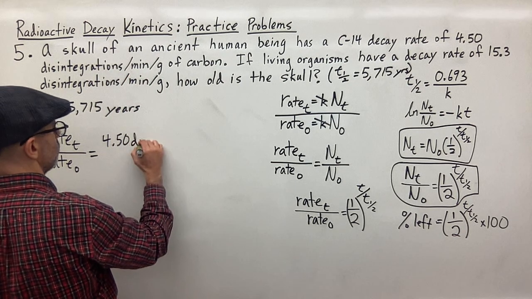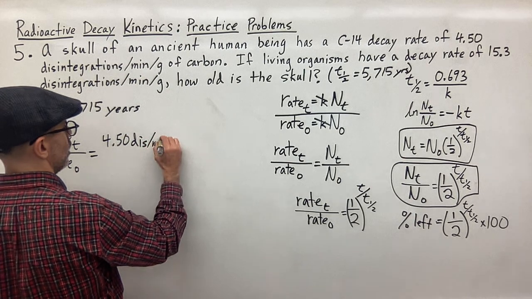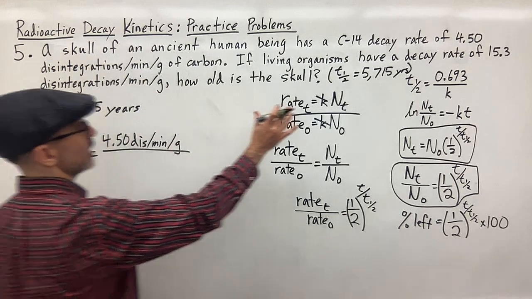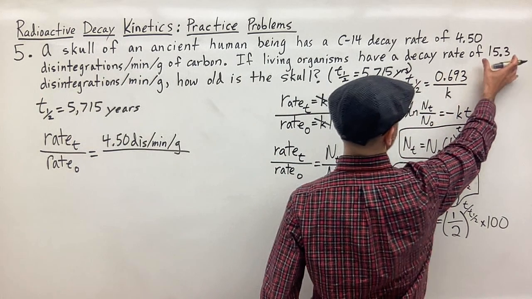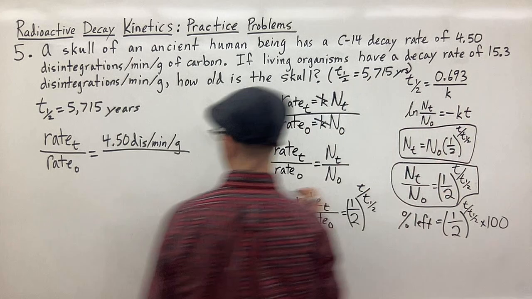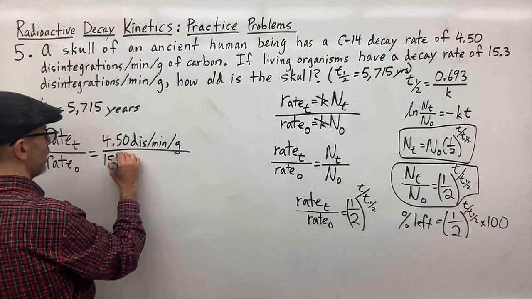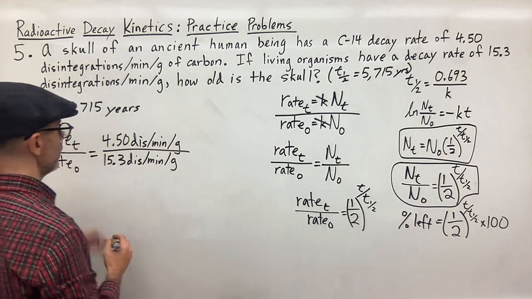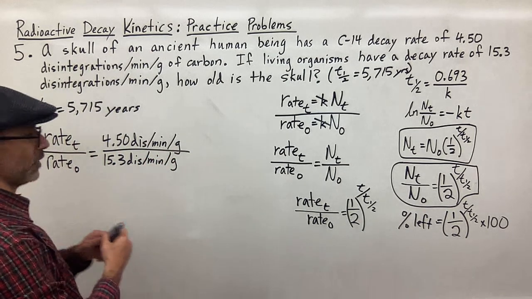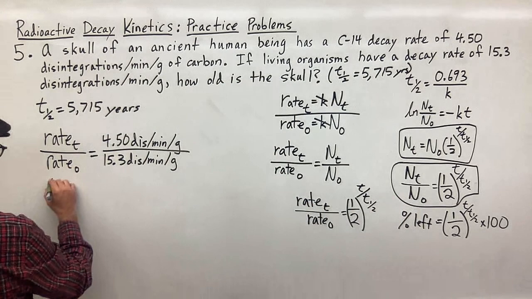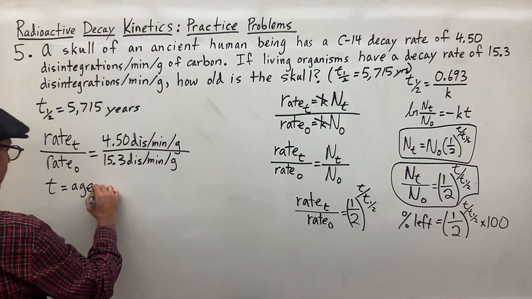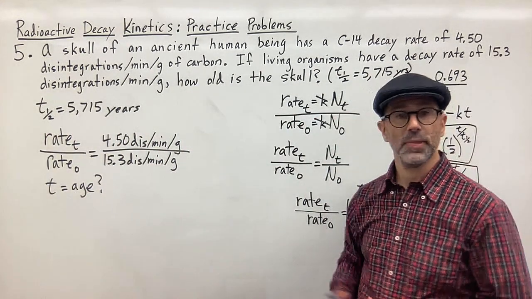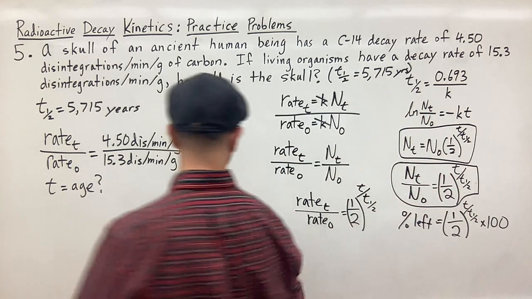So I can write DIS for disintegrations per minute per gram over, and then the rate of disintegration, the decay rate right now for living organisms is 15.3 disintegrations per minute per gram. So we know that. We know the half-life. So the only thing we don't know is the age. So that's T. That's the age of the skull. So now all we do is we plug everything in and solve.